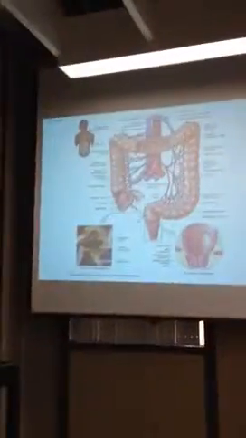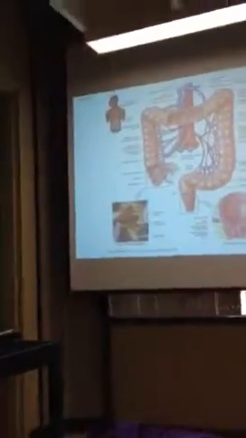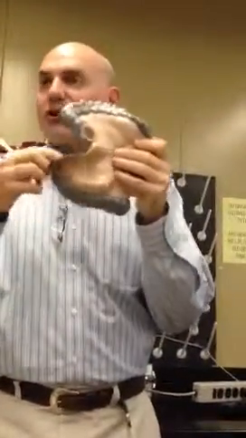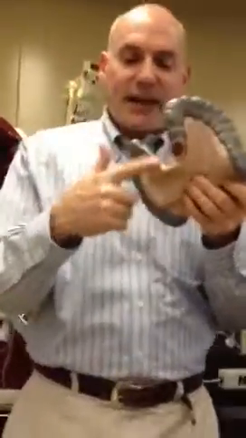The first part of the colon is called the cecum. There's a little pouch that hangs off of the cecum. Here's the little pouch on this model. Here's the cecum, and here's a little pouch called the vermiform appendix, or your appendix. This is the thing that can become inflamed or infected and sometimes has to be removed. This is the cecum, and that's your little appendix.